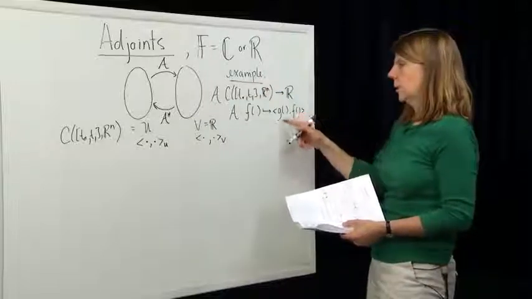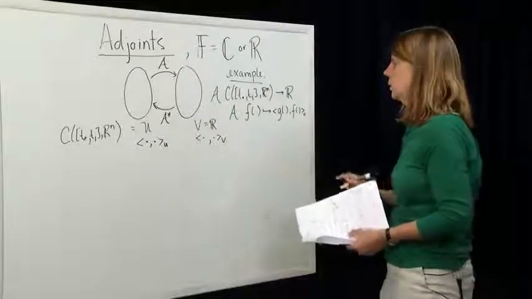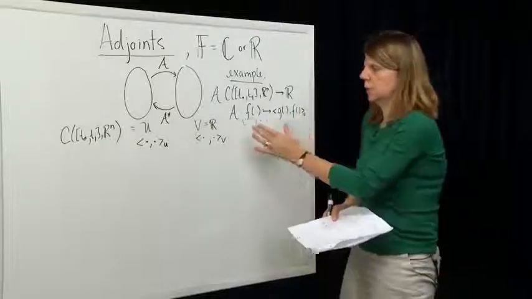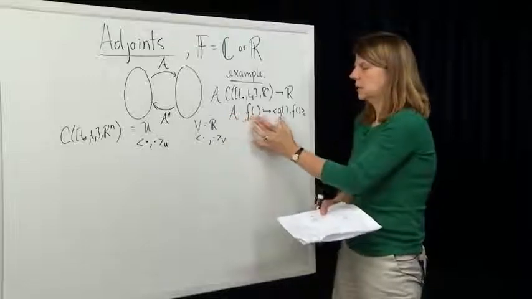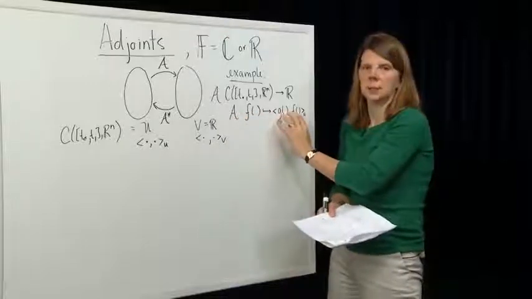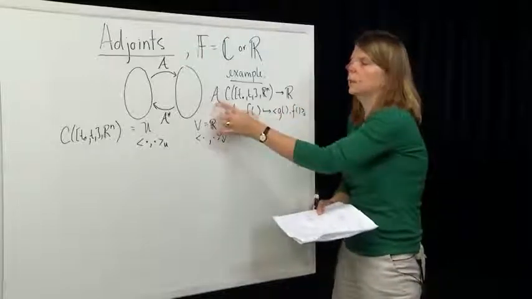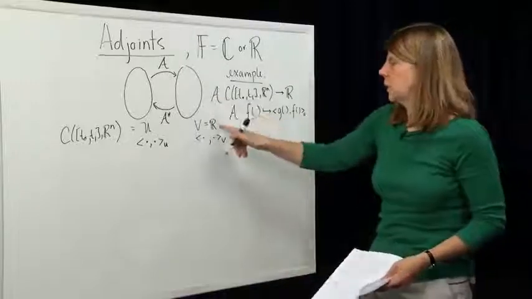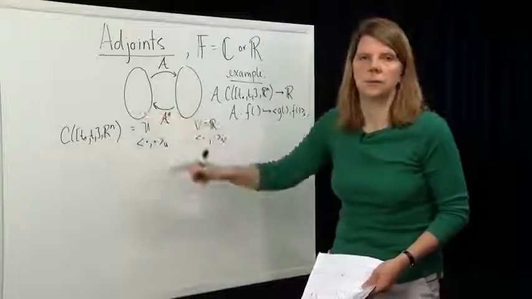So that inner product is the inner product over in U. The map itself, this example is a little tricky because the map itself is defined in terms of an inner product. And we would like to compute A star, the adjoint of that map. So A star is going to take real numbers back to functions.